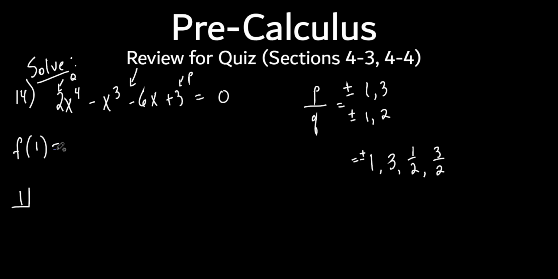So f of 1, put a 1 in there, that's a 2. Put a 1 in there, that's a minus 1. Put a 1 in there, that's minus 6, plus 3. And what's that? 2 minus 1 is 1. That's negative 5. Negative 5 plus 3 is negative 2. Did I do my math right? Okay, sometimes I go too fast on those. You could do it that way. Now, that's not going to be one of our factors, is it? All right, because it doesn't come out to a 0. But I'm just showing you this other way.